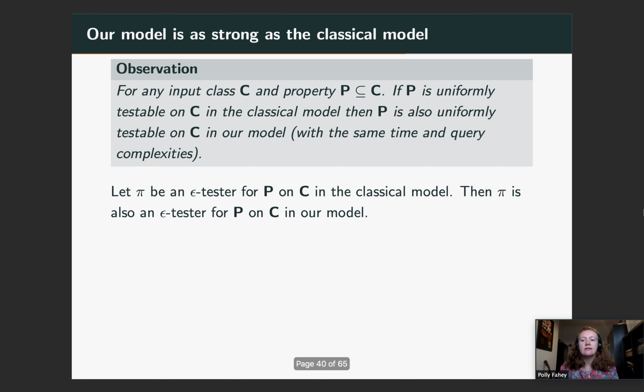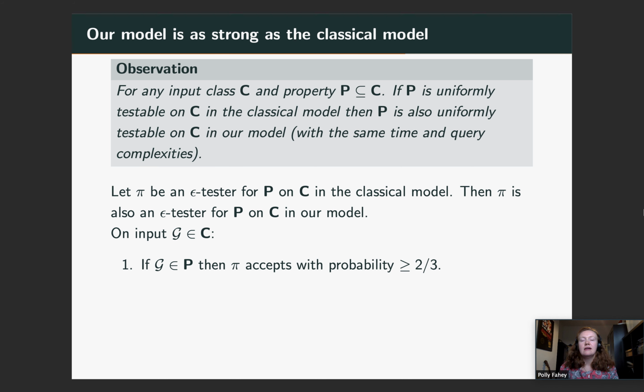So why is this? Well, if we let pi be an epsilon tester for P on C in the classical model, then we can also show that pi is an epsilon tester for P on C in our model. So let us discuss why this is. Let G be a graph from the input class, then we need to look at two cases. The first case is when the input graph has the property, and in this case pi will clearly accept with probability at least 2/3, as pi is an epsilon tester for P on C in the classical model.